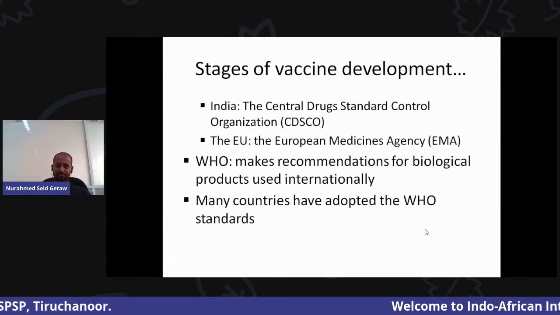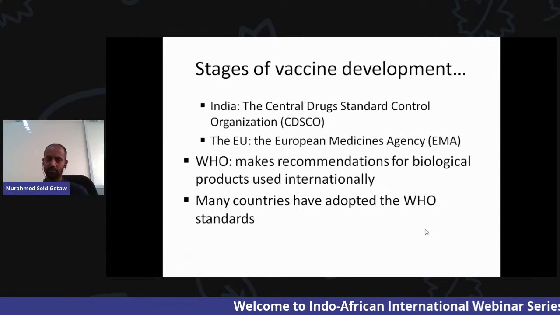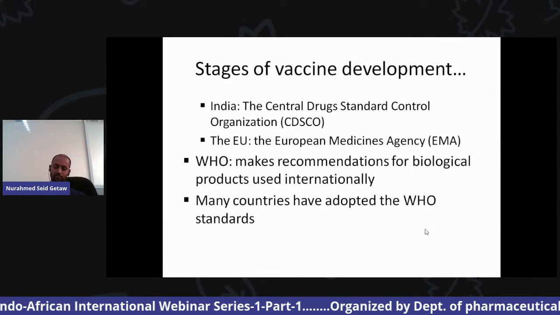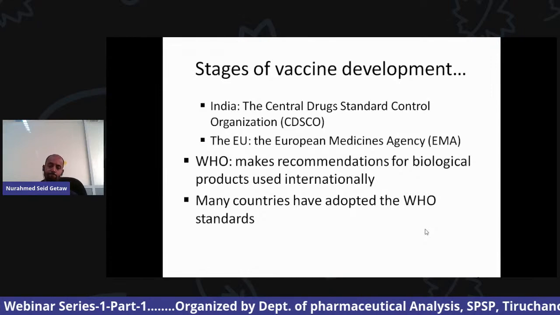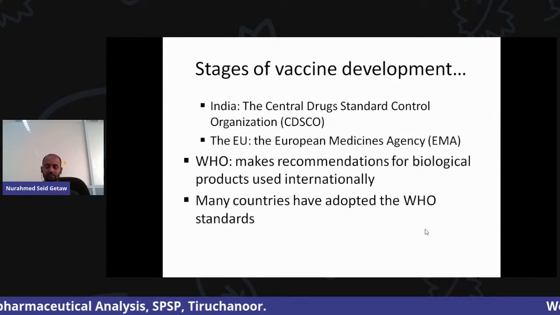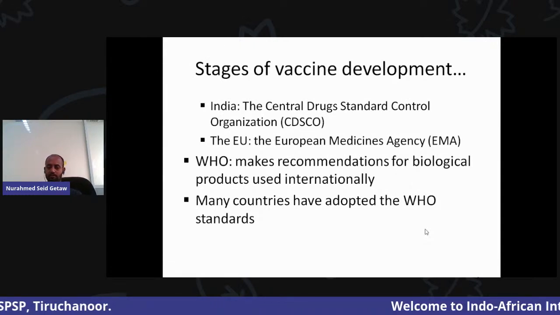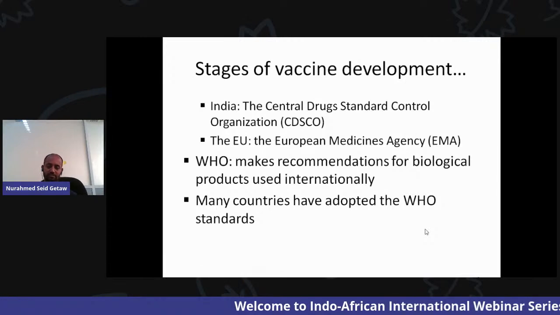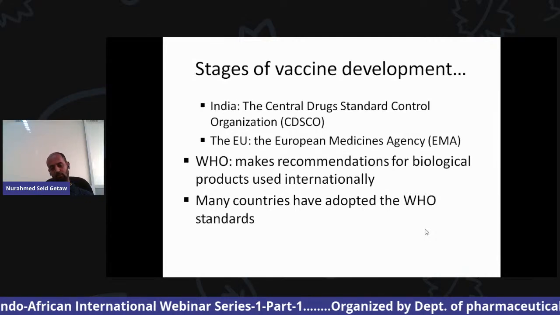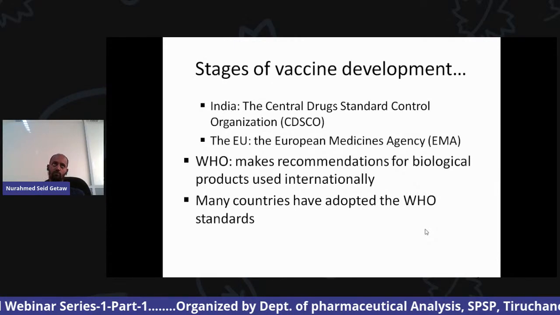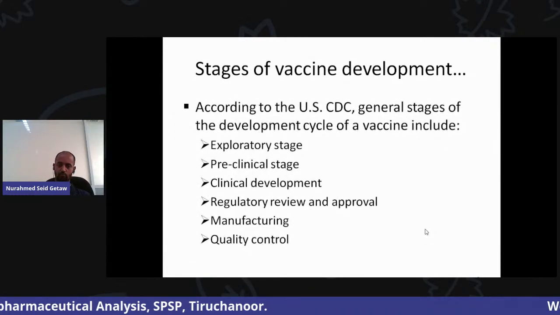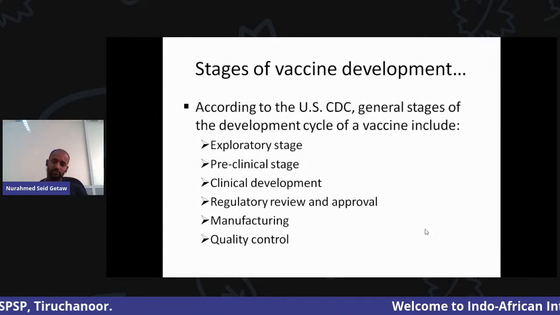When it comes to India, it's the Central Drugs Standard Control Organization, as most of you might already be familiar. It's this organization that oversees the production, development, and marketing of pharmaceuticals, including vaccines. The EU has its own regulatory agency, the European Medicines Agency, and the like. Most other countries tend to follow the rules and recommendations forwarded by the World Health Organization. So most countries may prefer to follow WHO's recommendations.